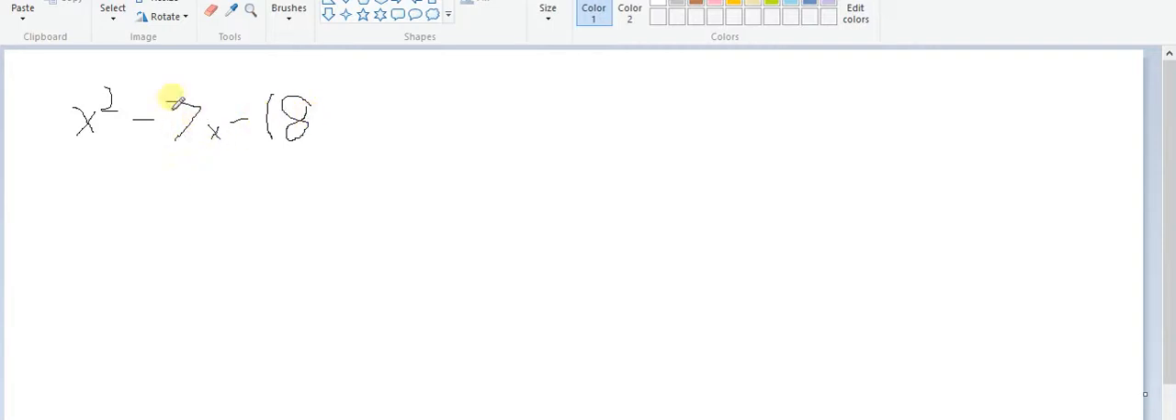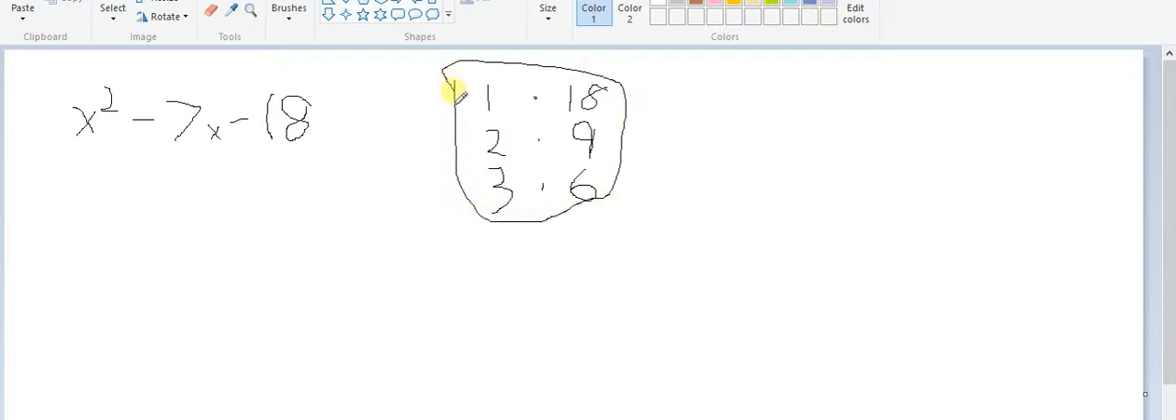Now, ignore everything else here. Let's just look at this negative 18. What two numbers multiply to be 18? Well, we got 1, 2, 3. Here, let me put numbers over here with it. 1 times 18. 2 times 9. And we got 3 times 6. And 4, 5, 6 times 3, 9 times 2, 18 times 1. Okay, so these are our three options right here.